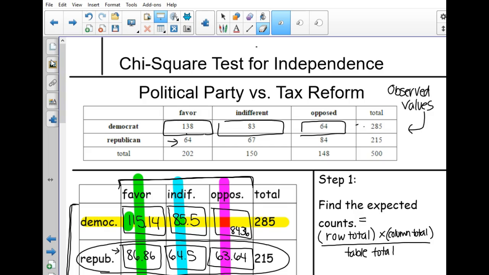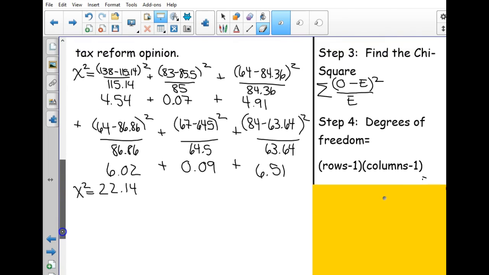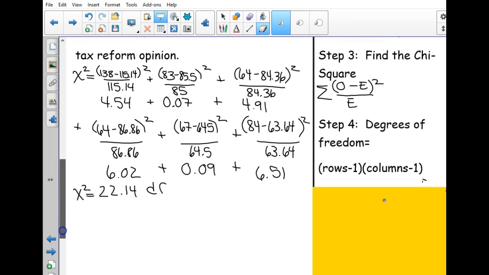So there's only 2 rows and there's 3 columns. Columns are up and down, rows are across, right? Again, write a little note to yourself if you're going to forget that. The totals don't count in the rows or the columns. So our degrees of freedom, we're almost done, guys. You're doing a good job. We're going to take 2 minus 1 because there's 2 rows, times 3 minus 1 because there's 3 columns, and 2 minus 1 is 1, times 2. So our degrees of freedom is 2.